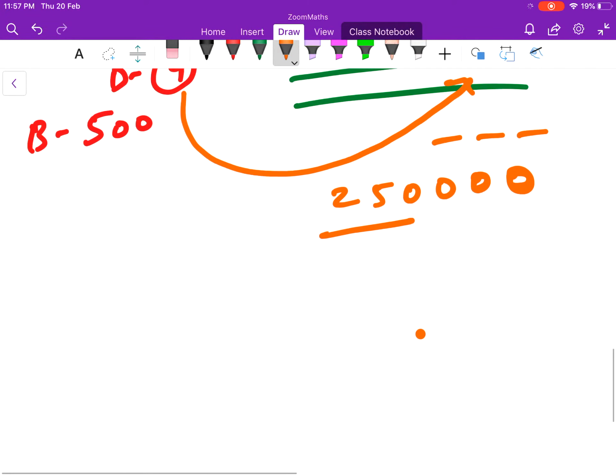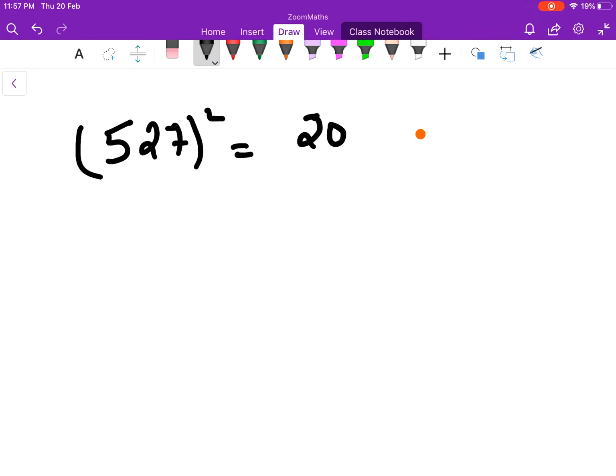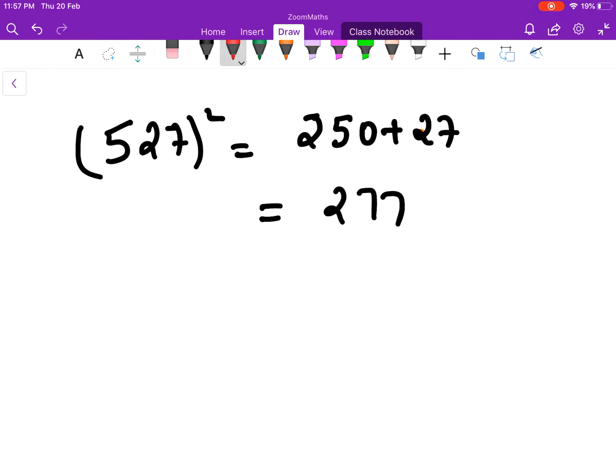Okay, fine. Let's do one more problem. 527 square. This is going to be 250 plus 27, that's nothing but 277, and then 27 square, which is 729. That's so easy.